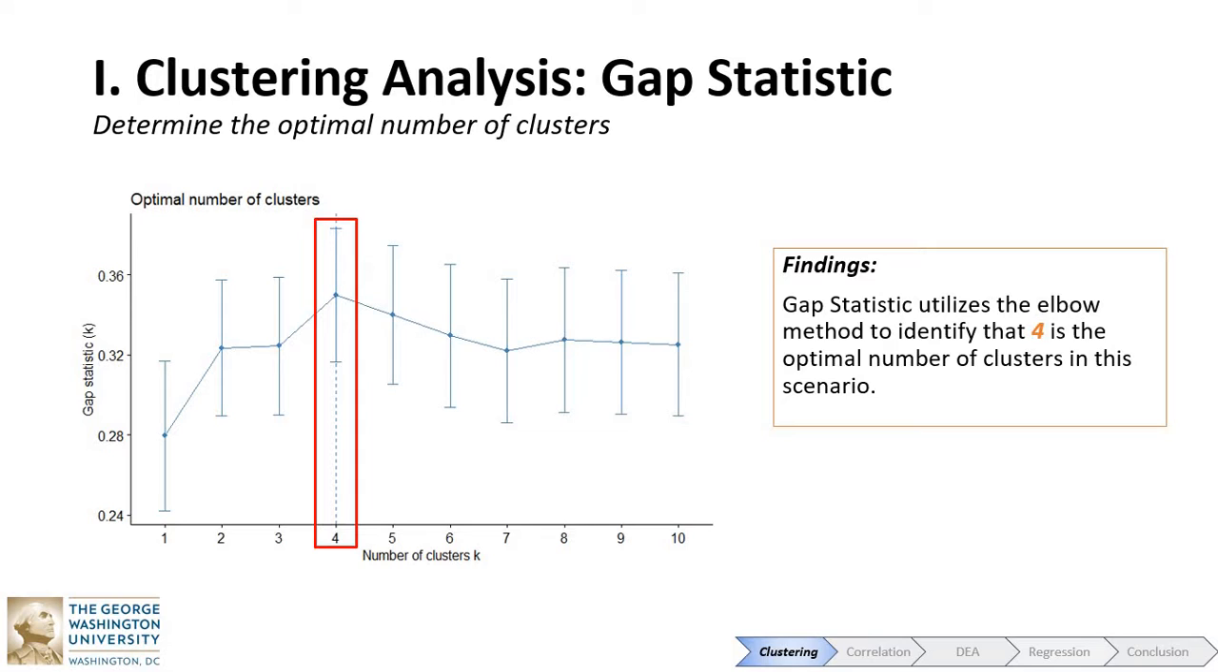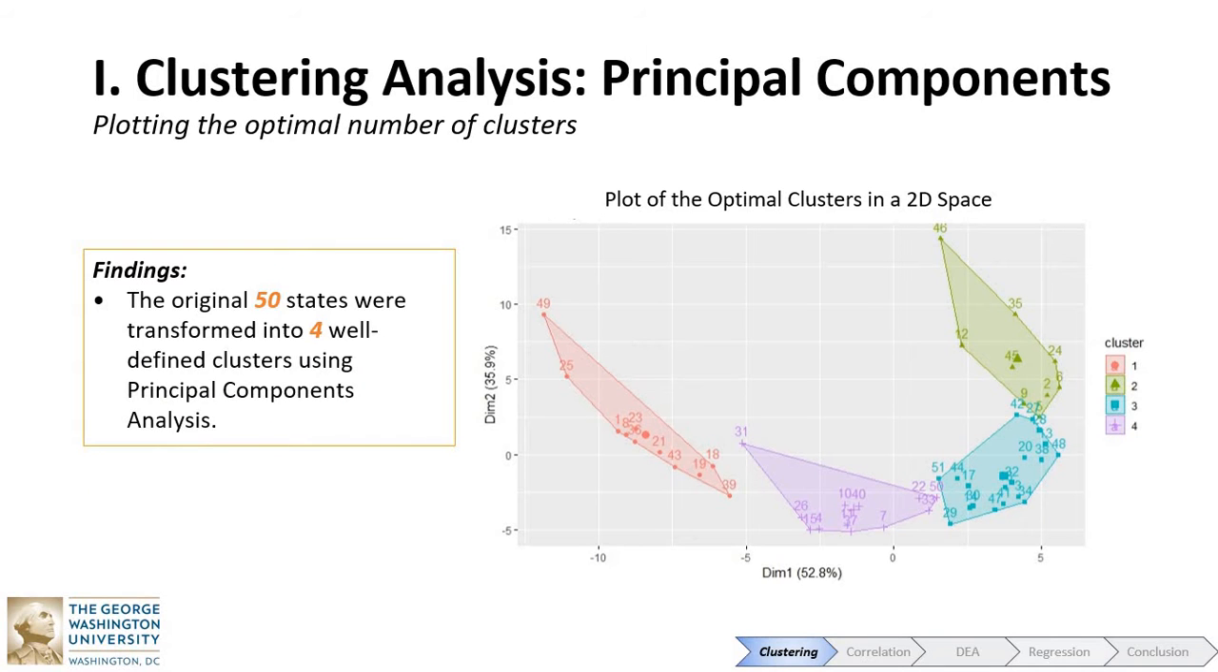So the clustering analysis starts with incorporating the gap statistic, which uses the elbow method and bias variance trade-off concepts to identify that 4 is the optimal number of clusters for this particular scenario. And we can map that in a two-dimensional graph, which shows the optimal number of clusters being 4 for the original 50 states, and these are well-defined clusters composed of using the principal components analysis.